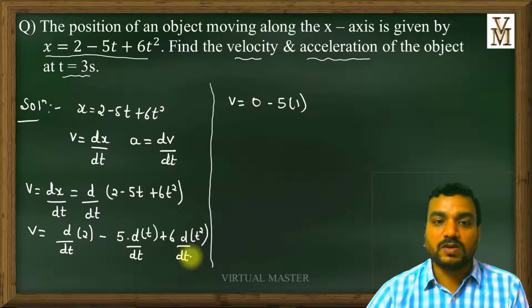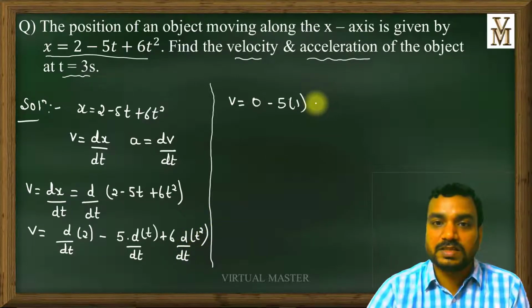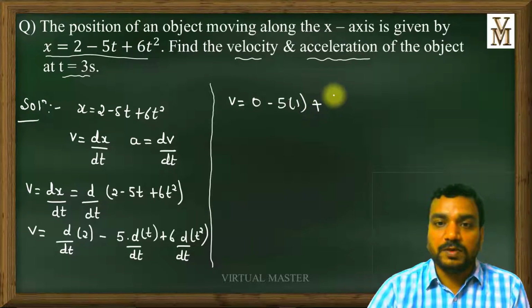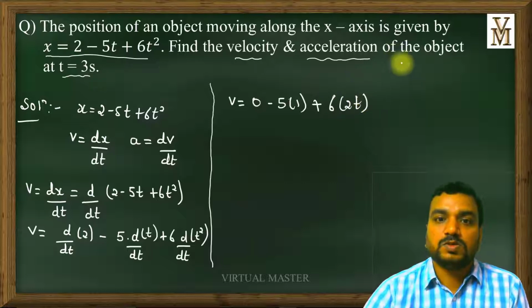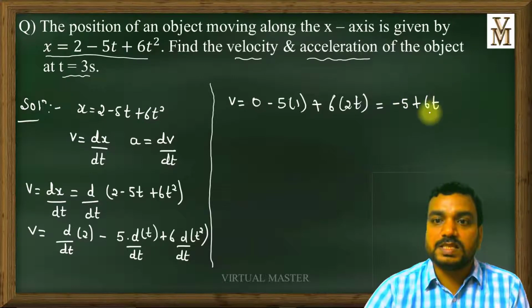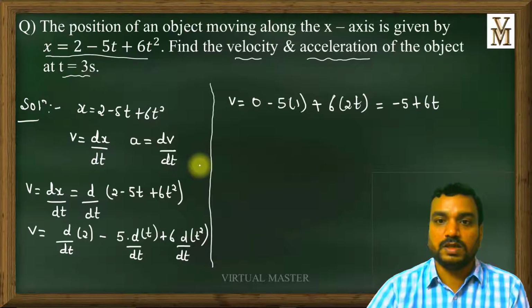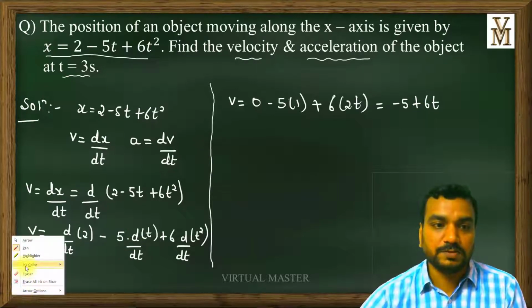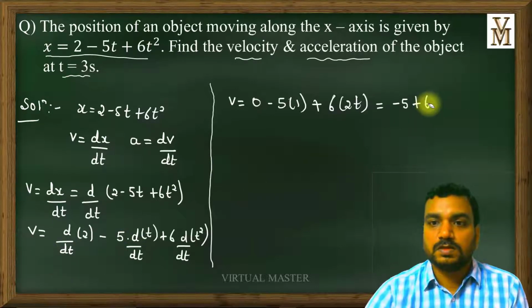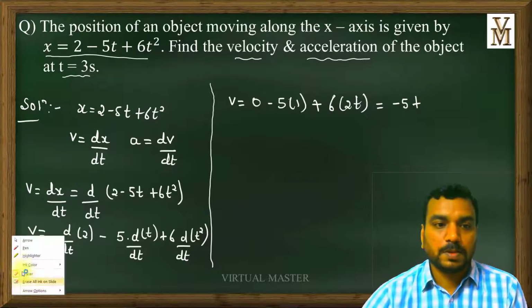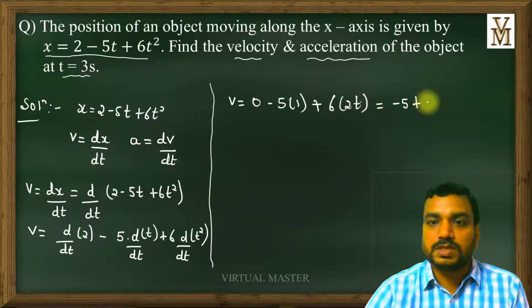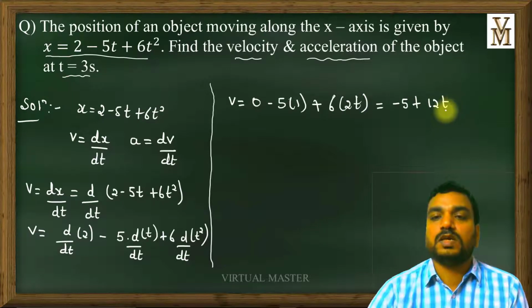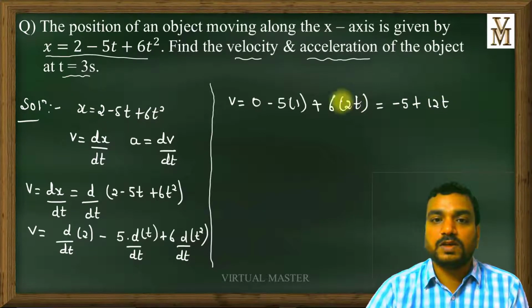Now differentiation of t square with respect to t is 2t, right? 6 into 2 into t. So velocity will be equal to minus 5 plus 60t. This is the equation for the velocity. Sorry, it is not 6, it is 12t. 6 into 2 is 12, right? 12t. Okay, this is the equation of the velocity.